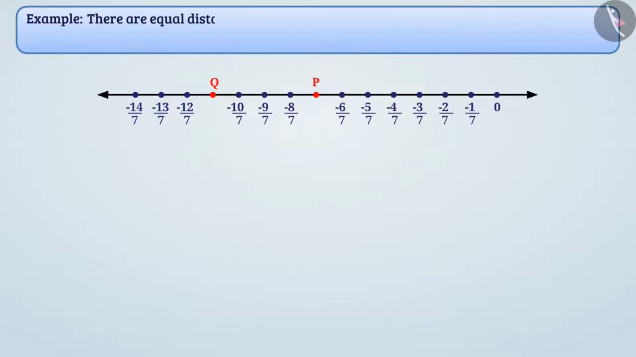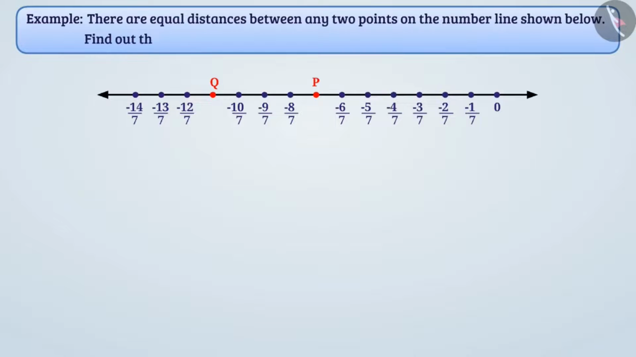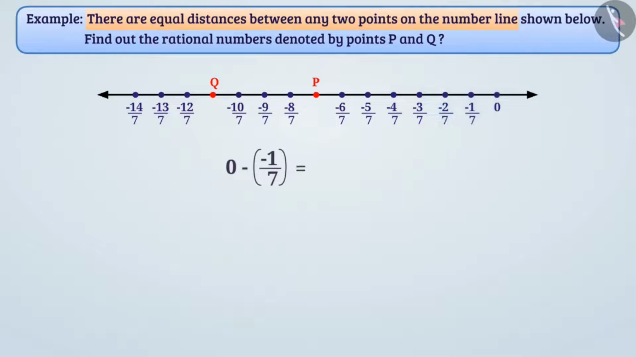There are equal distances between any two points on the number line shown below. Find out the rational numbers denoted by points P and Q. There are equal distances between any two points on the number line shown. To find this distance, we will subtract the number to the left of it from a number. For example, here 0 minus -1/7 is equal to 1/7. That is, distance between 0 and -1/7 is 1/7 units.